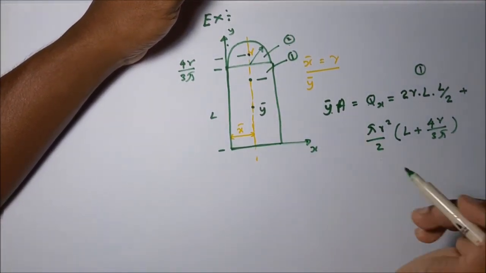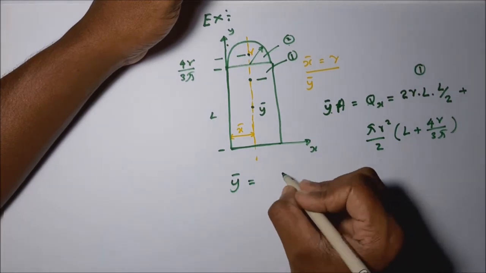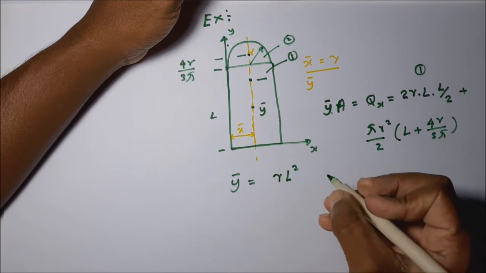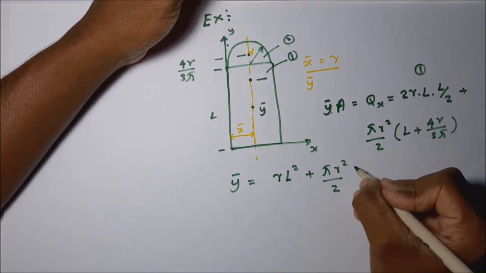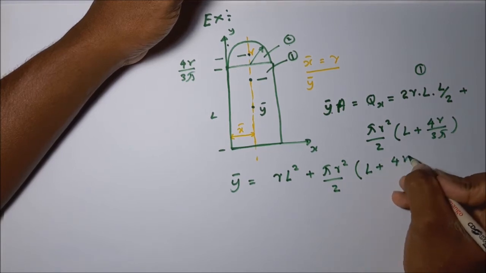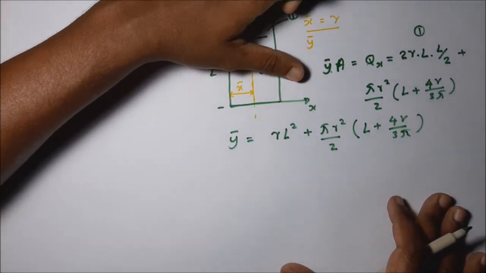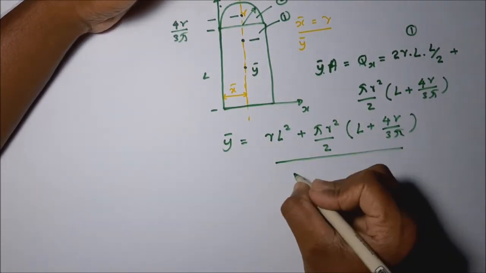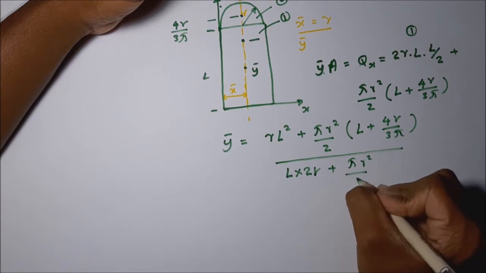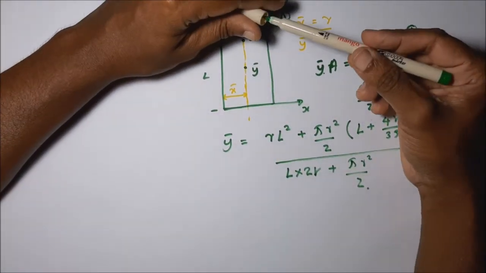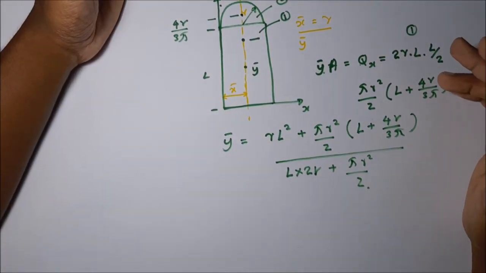So then we can calculate the y bar. Y bar is equal to r L square plus πr square divided by 2 into L plus 4r divided by 3π, divided by the total surface area. The total surface area A is equal to L into 2r plus πr square divided by 2. This is how we can calculate the y bar. In that way, we can calculate the centroid of composite sections.